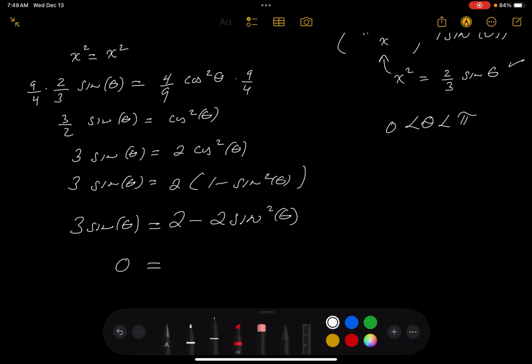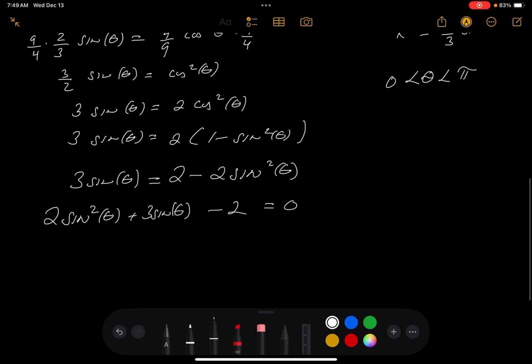You know what? Maybe I should do something a little different than that. Zero equals 2 sine squared theta plus 3 sine theta minus 2. I'm going to hope that factors out nicely, by the way. And I'll put this down. So 2 sine theta, sine theta. I'm going to say 1 and 2.